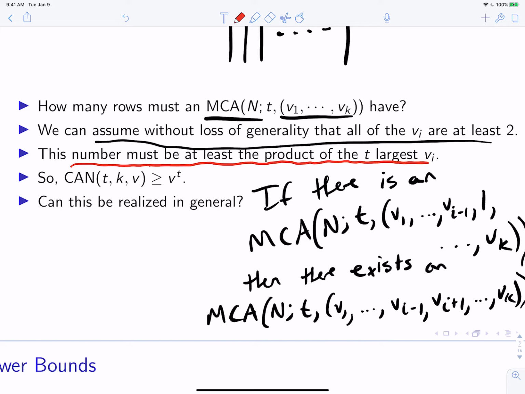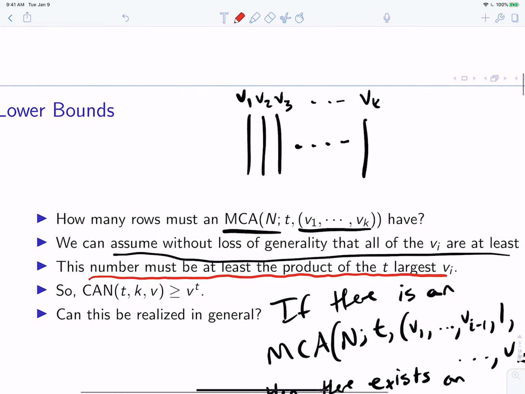Well, look at those T columns, the ones that have the largest v_i. All of the interactions in those columns have to be there. So that means that the number of rows must be at least that number of interactions. Think about the earlier example we did, where we had the 2 columns with 3 symbols in it, and we had t equal to 2. Well, 3 and 3 are the largest number of symbols in the whole tuple we provided. So 3 times 3 is 9, so the number of rows we need is at least 9.